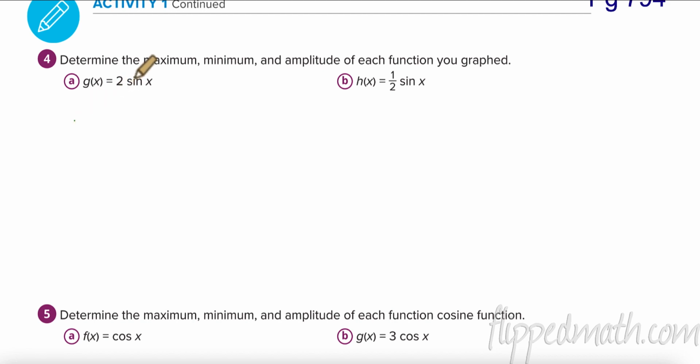All right, so max is 2. Min is going to be the opposite of that, negative 2, right? And our amplitude, well, that is our amplitude, 2. So what about these? Max, 1/2. Min, negative 1/2. Amplitude, 1/2.